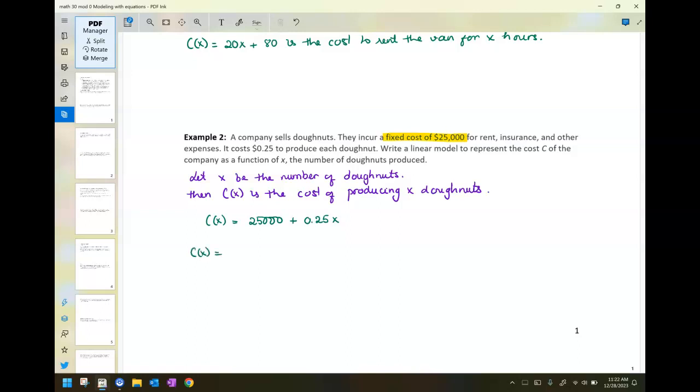C of x equals 0.25x plus 25,000 is the cost of the company as a function of x, where x is the number of donuts.